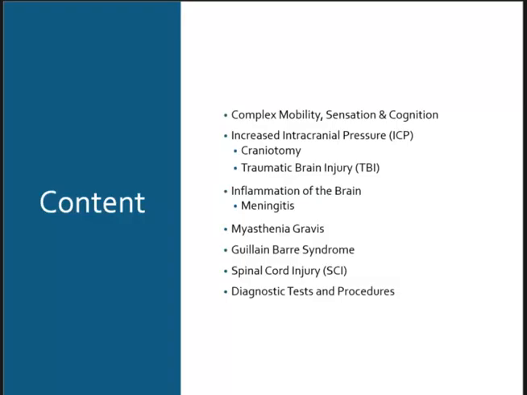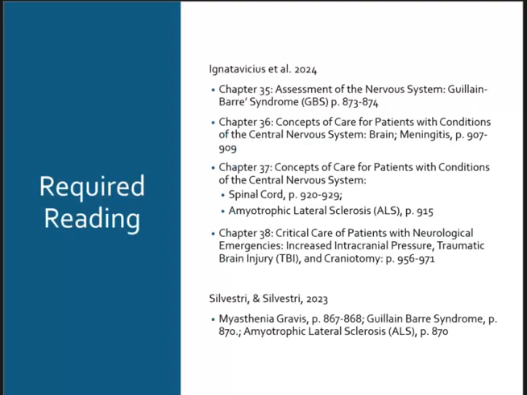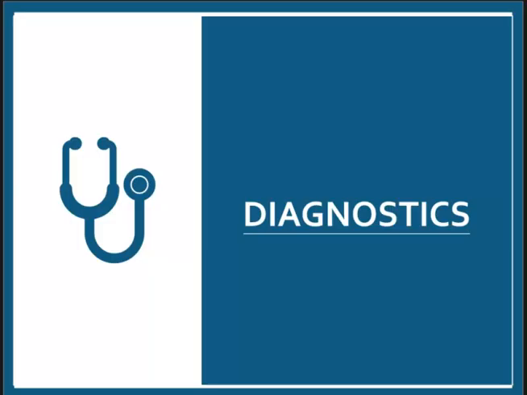Knowing what a craniotomy is and our post-op findings or nursing interventions, inflammation of the brain, so your meningitis, viral versus bacterial, and then myasthenia gravis, Guillain-Barré, those are autoimmune issues, spinal cord injuries, and then our diagnostic tests and procedures. So we have chapters 35, 36, 37, 38. Remember, focus on the specific page numbers.